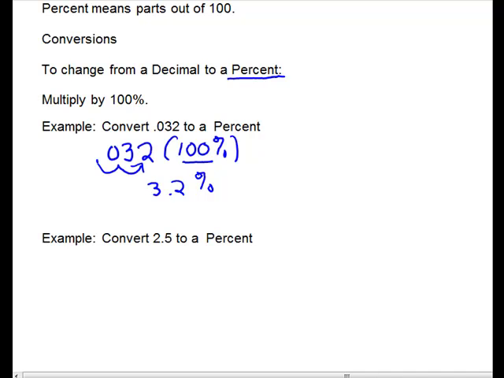For our next example, we will convert 2.5 to a percent. So we have a decimal going to a percent. It will move 2 places to the right for those 2 zeros in 100. So we're really multiplying by 100%. Our 2 zeros moves our decimal 2 places to the right. We have to add that 0 so we can get 2 places, and then we add our percent symbol. It is okay to have a percent larger than 100%. Remember, 1 equals 100%, and we have 2.5, so it is reasonable for it to be more than 100%.